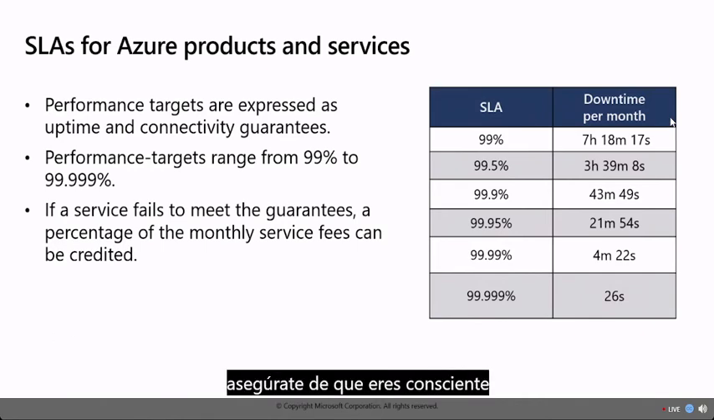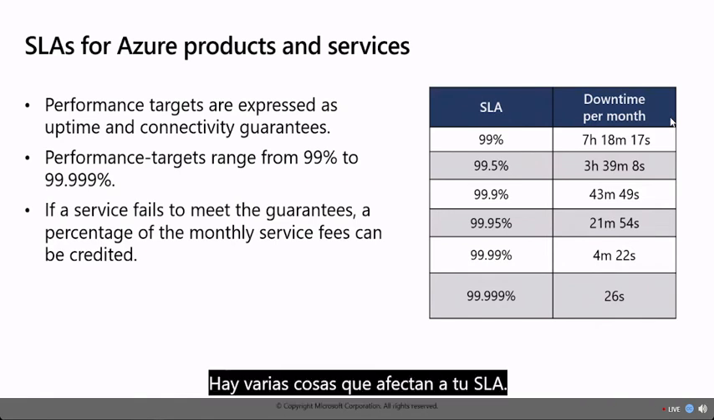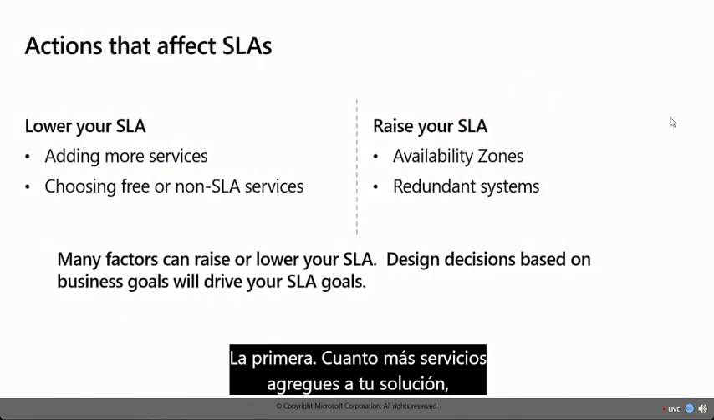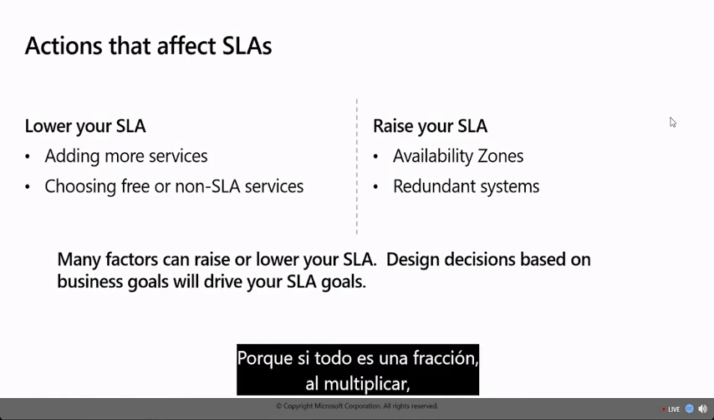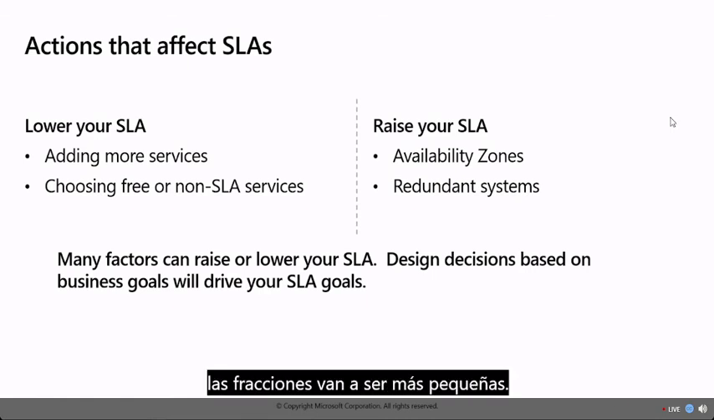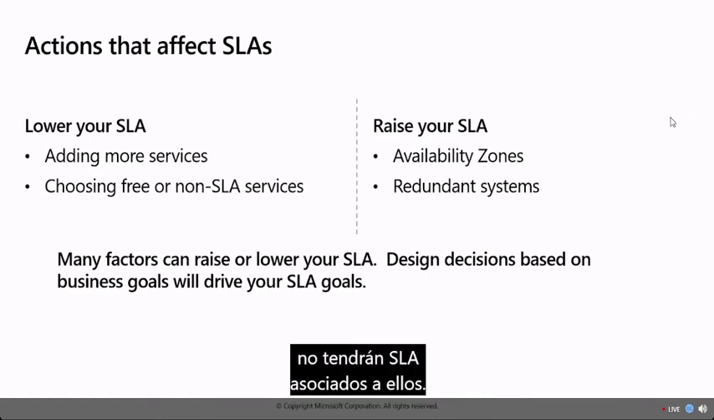So when you're looking at building in your resiliency and your availability into your products and services, just make sure that you are aware of what kind of downtimes that you can tolerate. Now, there's different things that impact your SLA. One, the more services that you add to your solution, the more complex it gets. And because you have more complexity, the SLA is going to go down. Because if everything's a fraction, as you multiply, the fractions are going to get smaller. And if you choose a free service or a preview feature, those won't have SLAs associated with them.